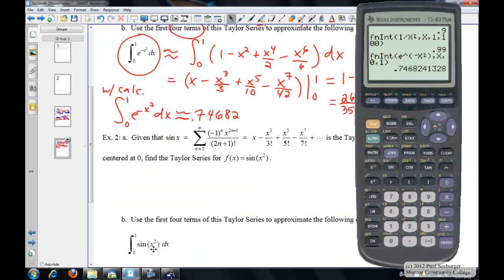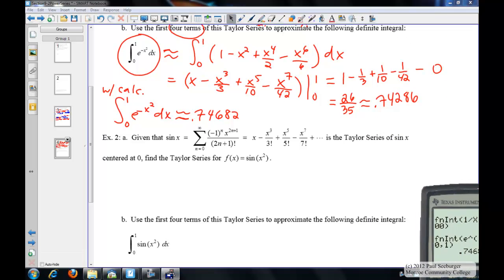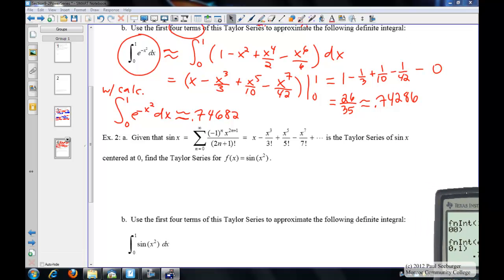So what do we have here? 0.74682, right? All right, so we got the decimal places, 5 decimal places of accuracy from our calculator. And now let's just move this down out of the way. We notice that we have almost to the nearest hundredth just by doing 4 terms of this Taylor series.